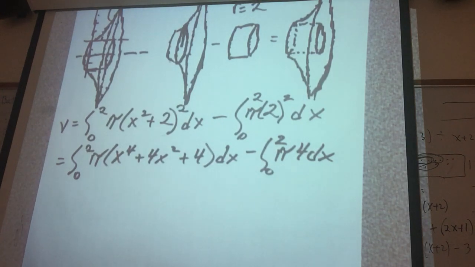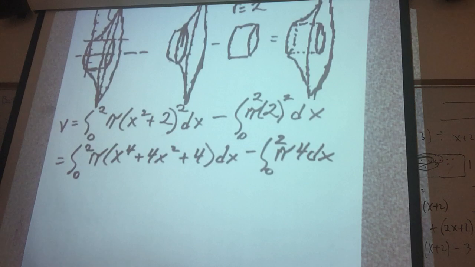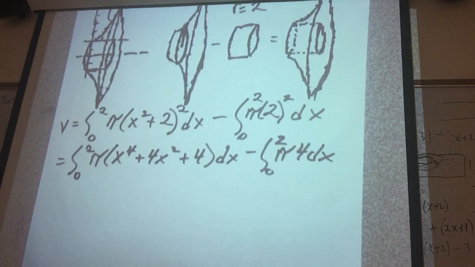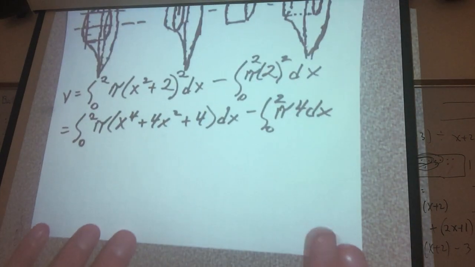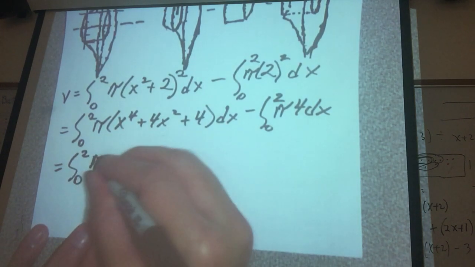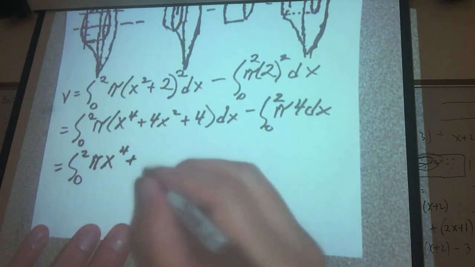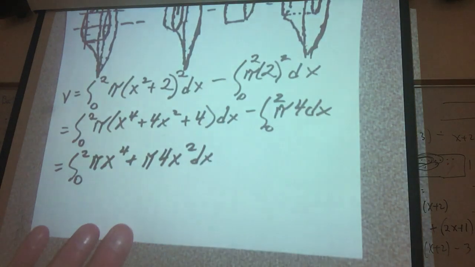Okay. So, the integral from 0 to 2 of pi times 4 dx, that guy is appearing on the far right. It's also appearing right here. Those two things are going to cancel each other out. And so I would rewrite this problem like this. We can let those 4's cancel each other out. And so this is going to equal the integral from 0 to 2 of pi times x to the 4th, plus pi times 4x squared dx.